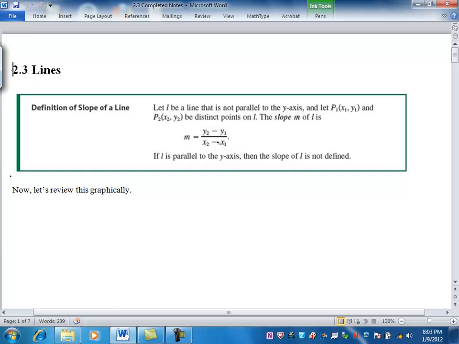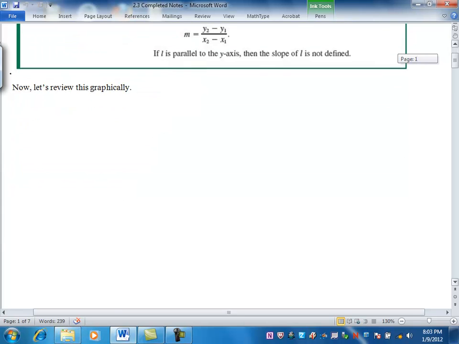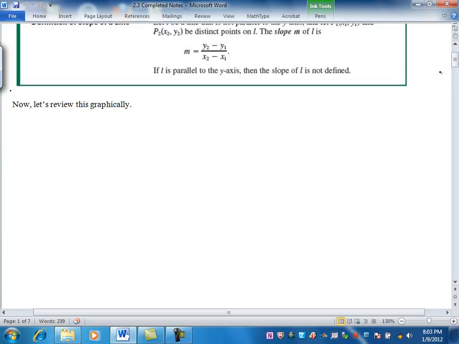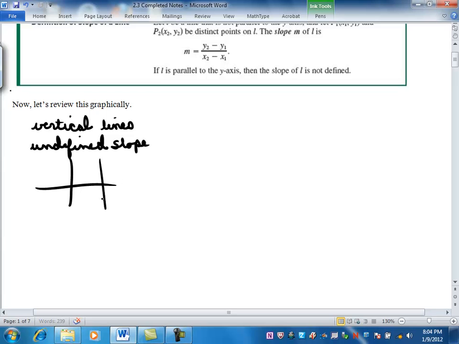If the line is parallel to the y-axis, then the slope of that vertical line, the slope of any vertical line, is undefined. So let's just start there as we review this. Vertical lines, undefined slope. And so it'd be kind of like trying to walk up a wall. There's no way that a person can walk up this wall.